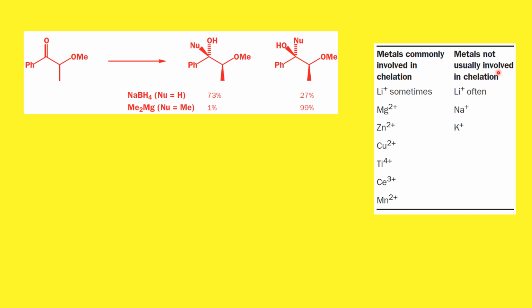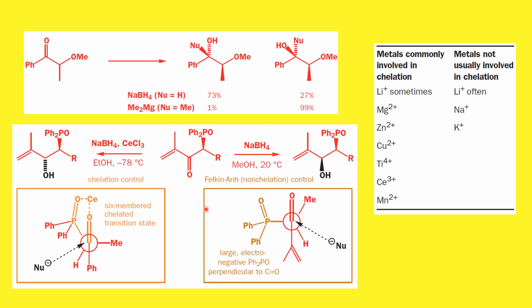And whenever you have monovalent cations like sodium or potassium, you will never observe any sort of chelation with sodium or potassium. Okay, so this is the example I was talking about. You have this particular compound, and whenever you carry out the reduction using sodium borohydride, this is the major diastereomer you get. So you have this phosphonate, which is electronegative as well as the largest group, so it is placed perpendicular. So the nucleophile attacks from this side.